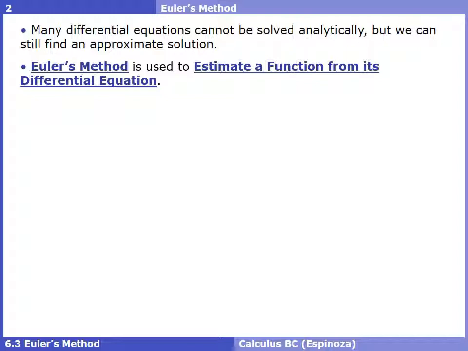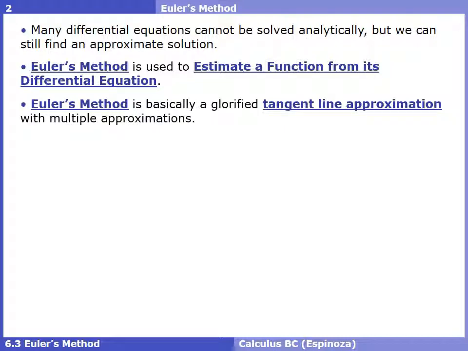We're actually going to get some numbers, again, compared to 6.2, where we're just looking at the slope fields and kind of seeing what was happening. So what you need to realize, and it concerns really memorizing Euler's Method, is that it's just a glorified tangent line approximation with multiple approximations that we're kind of connecting, so to speak.